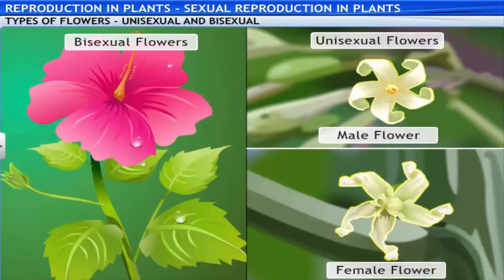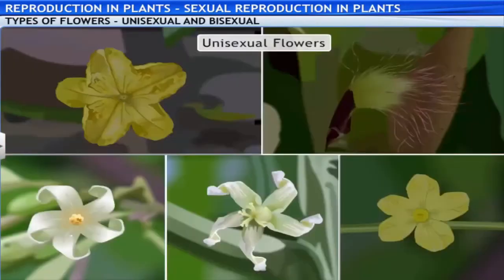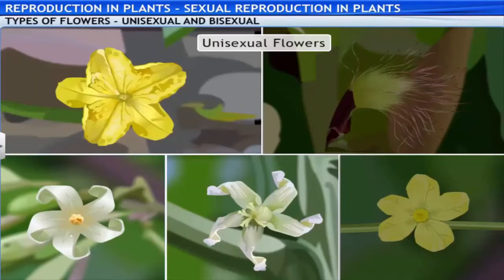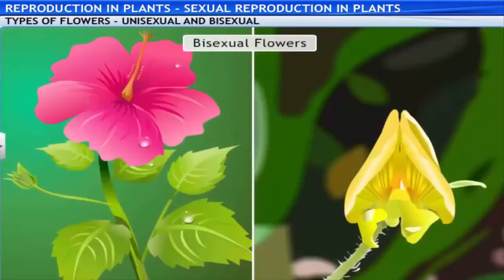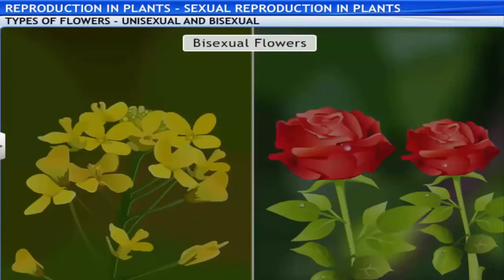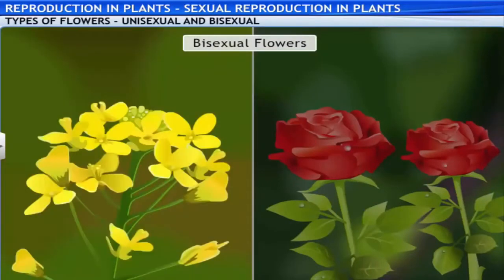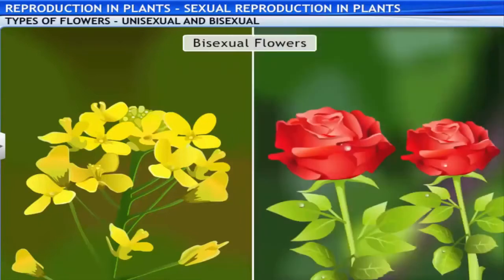A flower that has either a stamen or a pistil is known as a unisexual flower. Examples of plants that have unisexual flowers are cucumber, maize, and watermelon. A flower that has both stamen and pistil is called a bisexual flower. Examples of plants having bisexual flowers are mustard and rose.